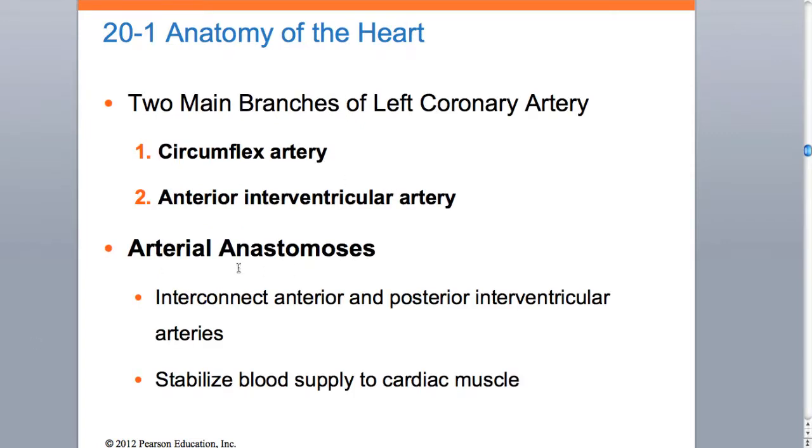Okay, for this one, it is important to know where these two are located. The circumflex artery and the anterior interventricular artery. Make sure you know where they are. For the bottom half of this slide, I really don't care too much about it. Just I want you to know that this term right here, anastomosis, simply means branching.